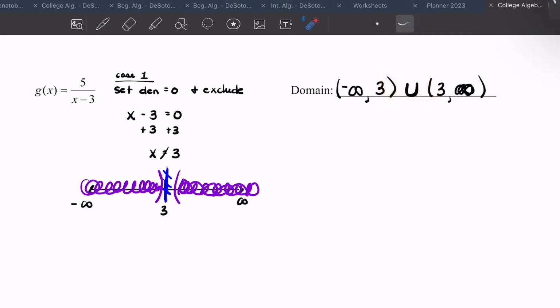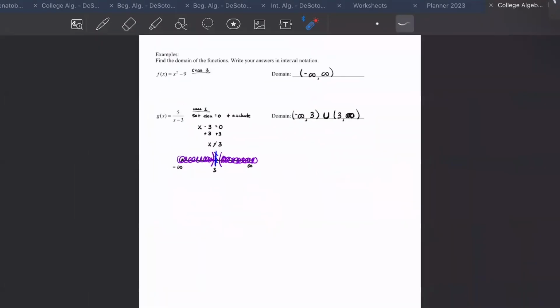I don't know if that's a word, but doing the union and putting parentheses here, you're just excluding 3, and you're saying I can be all the numbers on the other side of 3 and on the right side of 3. Okay.